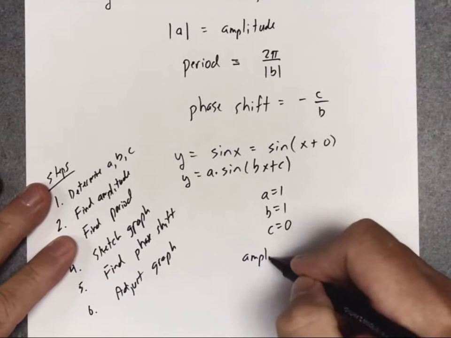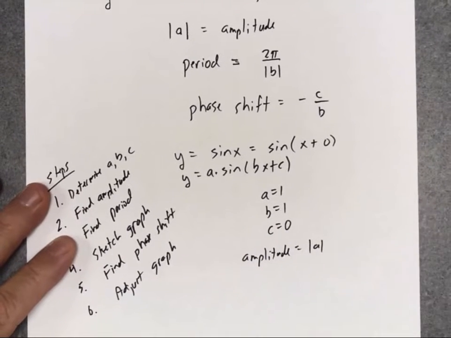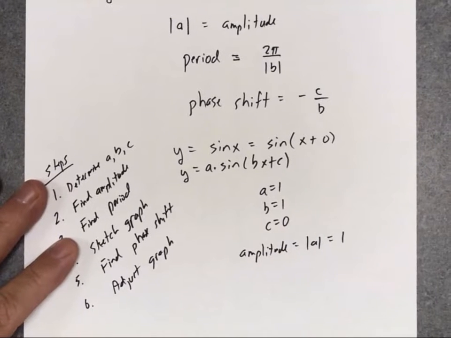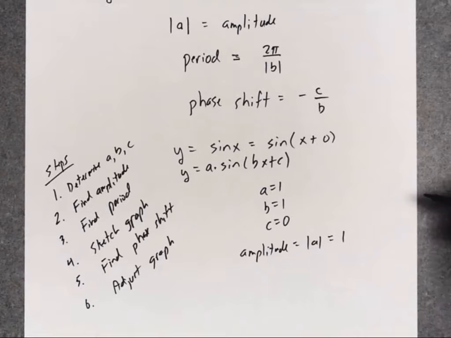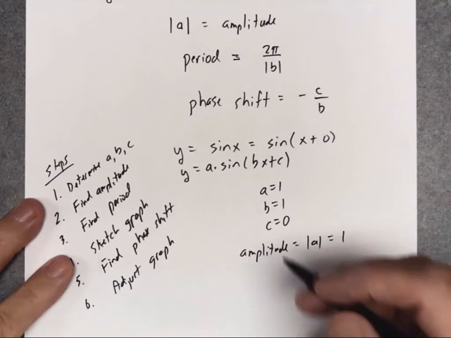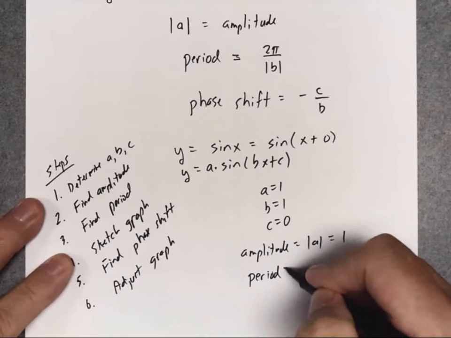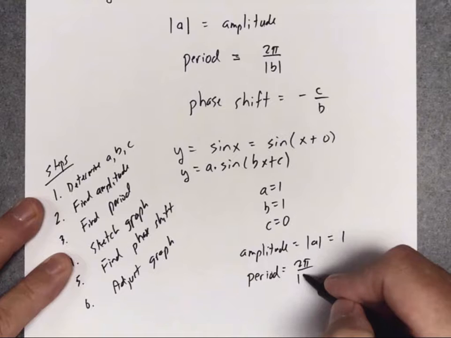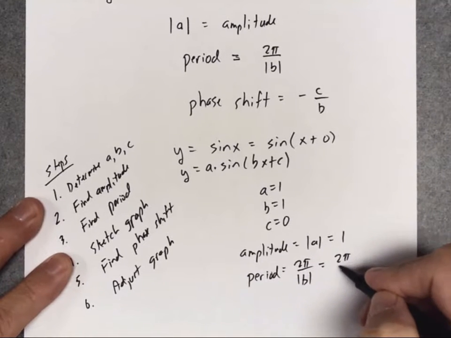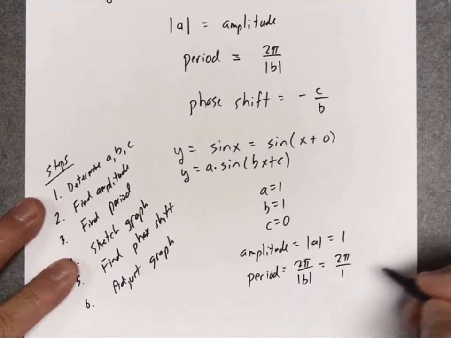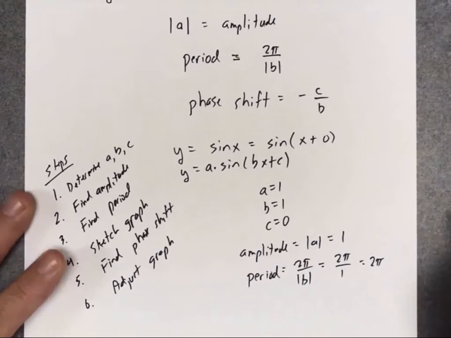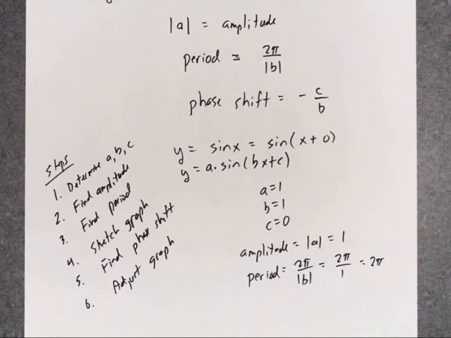So the amplitude, we said above, is simply the absolute value of a. So it's going to be 1. In a minute, I'm going to make a rough sketch of my graph, and I know the graph is going to go from -1 to 1, right? Because it goes from the middle of the graph up to 1, and from the middle of the graph down to -1. Now the period, it's this equation, 2 pi over the absolute value of b. So 2 pi, now the b here is 1. So the period is 2 pi. In other words, the whole graph is going to go for 2 pi before it starts repeating.